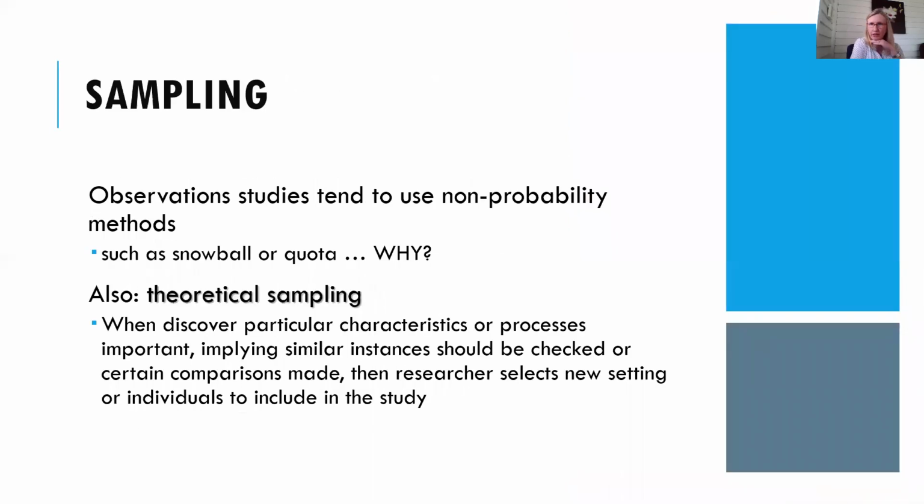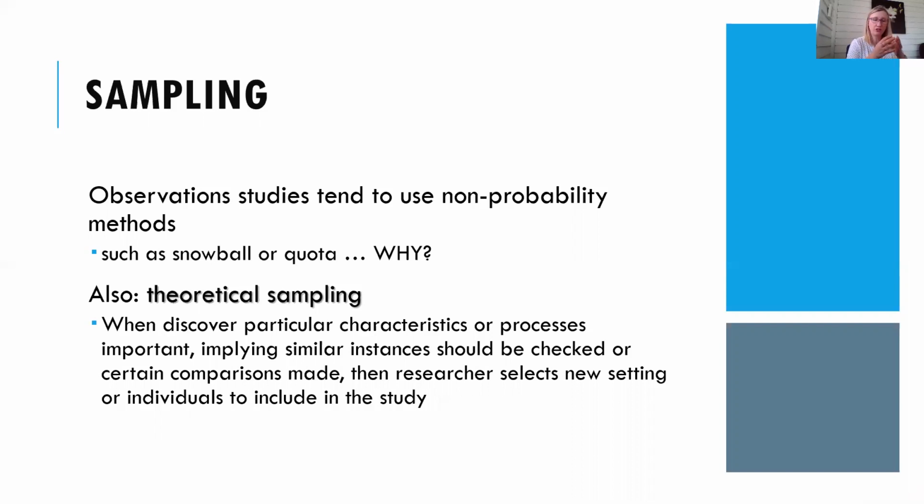Now, what about sampling when it comes to doing field research or qualitative research? Observational studies tend to use non-probability methods. Probability methods are not suited for qualitative research. Most of the time we're talking about hidden or very small populations, so therefore we want to rely on quality of data and not the number in our sample size. We can use snowball or quota sampling techniques. We can also use theoretical sampling.